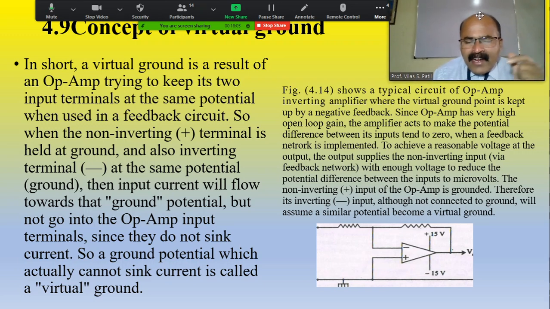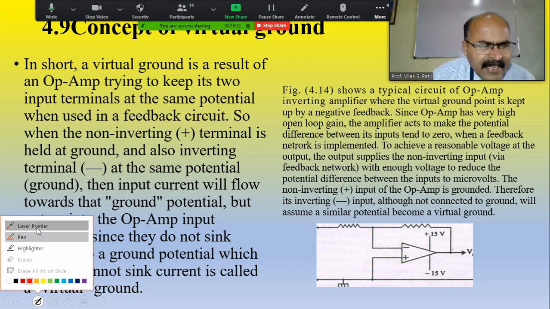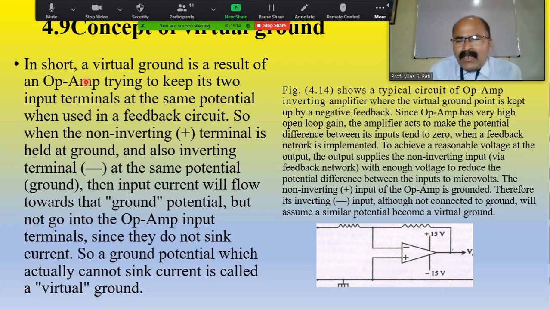The next slide shows the concept of the virtual ground, how it is shown here. Just I am taking the laser. In short, what is the virtual ground? In short, a virtual ground is the result of an op amp trying to keep its two input terminals at the same potential when used in a feedback circuit.